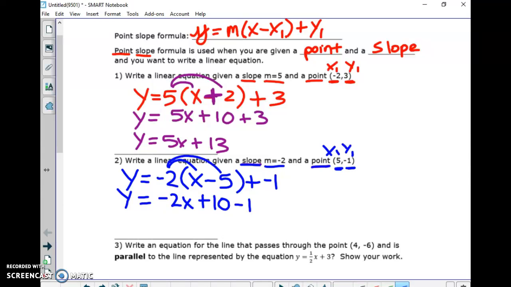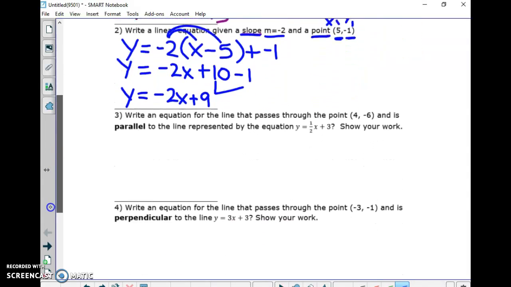Your last step is these constants need to combine. So 10 minus 1 is 9, right? So I bring down everything, but these two combine to make a positive 9. Negative 2x plus 9. Okay? So, again, everyone's getting this down. So, that's if you're given a point and you're given a slope. Now, I'm telling you, on your test next Wednesday, you're going to have to do something like 3 and 4.